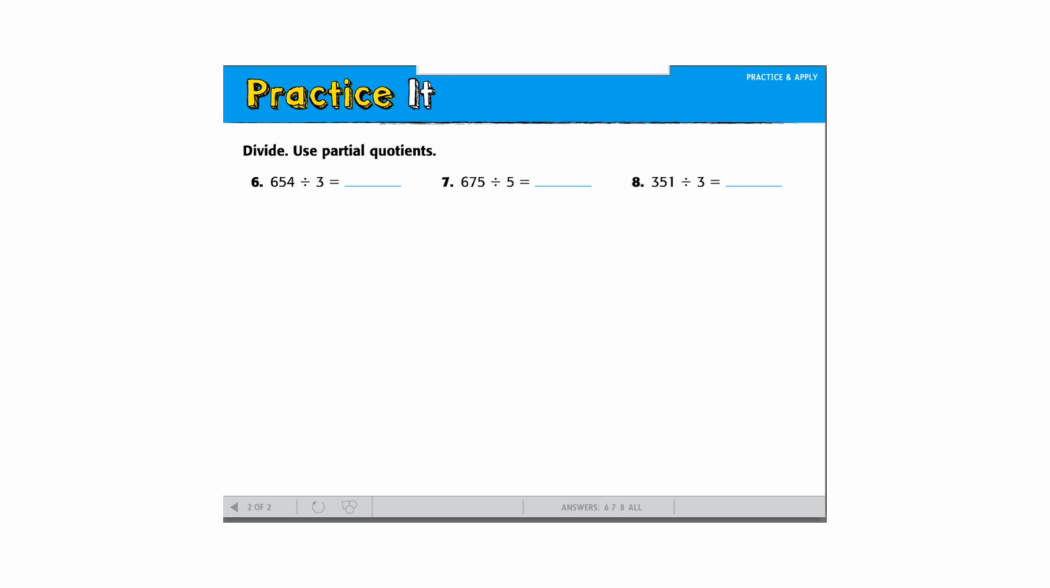So read the directions, and even if the directions say a different way, you can choose a way that works best for you.